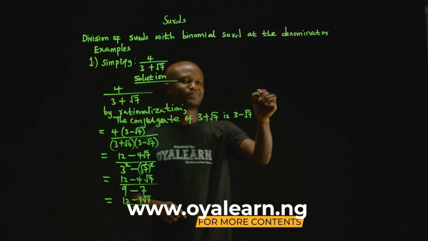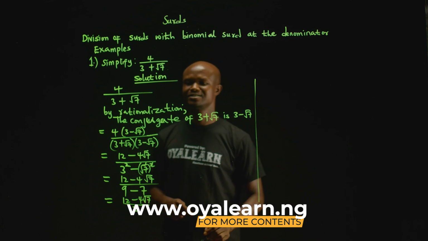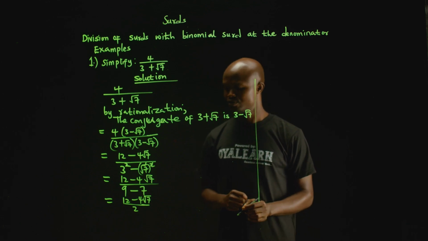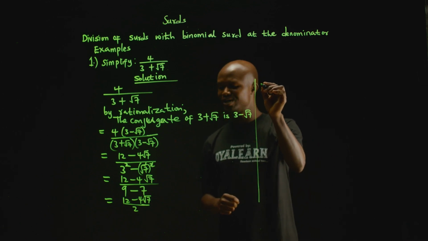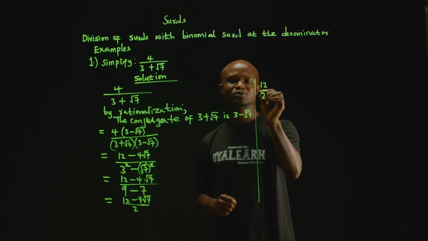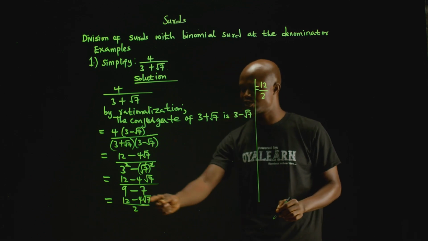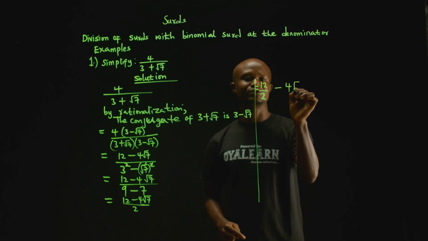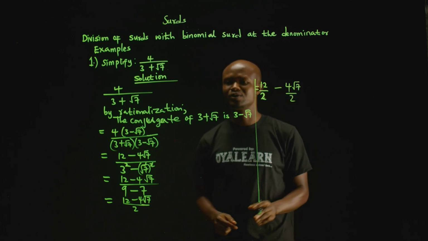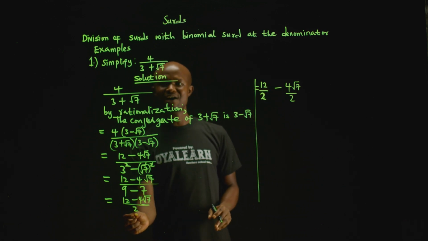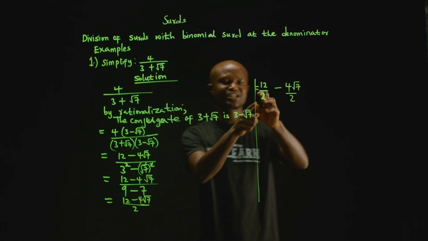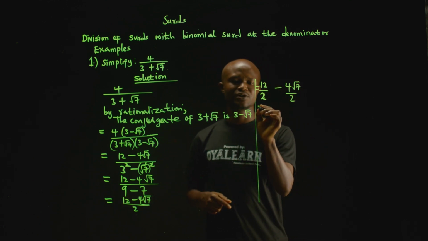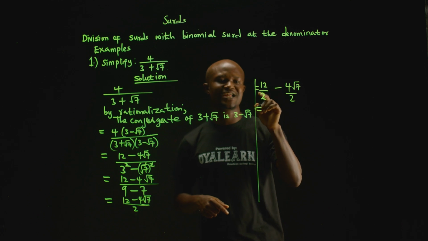So from here we can split this. We can split this to have a simple surd form. So in this case we have 12 divided by 2 minus 4 root 7 divided by 2. You can see they have one denominator here. So we can use the denominator to divide each term at the numerator. So this is equal to 12 divided by 2.